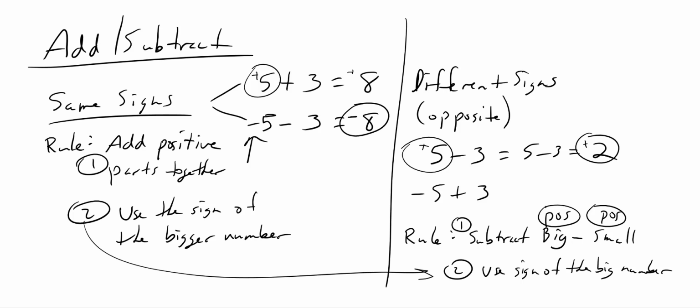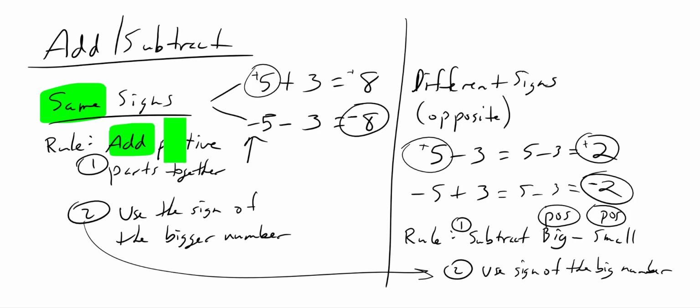Negative 5 plus 3. Okay, so again, you subtract the big minus the small. So 5 minus 3 is 2. What's the sign of the bigger number? Negative. And that's your answer. See, it's really easy, guys. So the only difference between these is, again, if it's the same sign, that means you add the positive values together. If it's a different sign, that means you subtract.